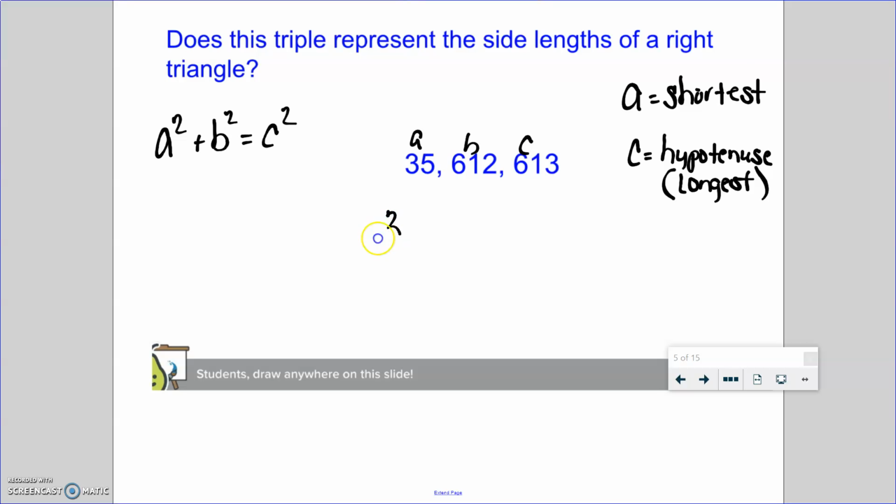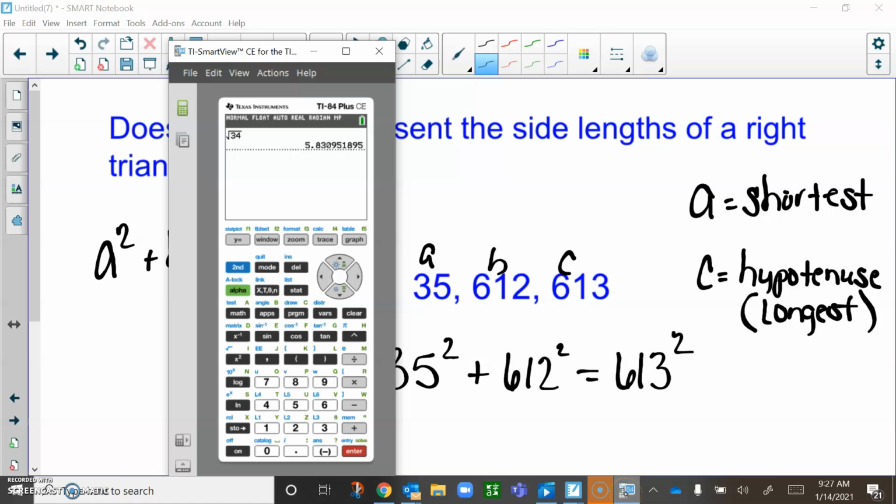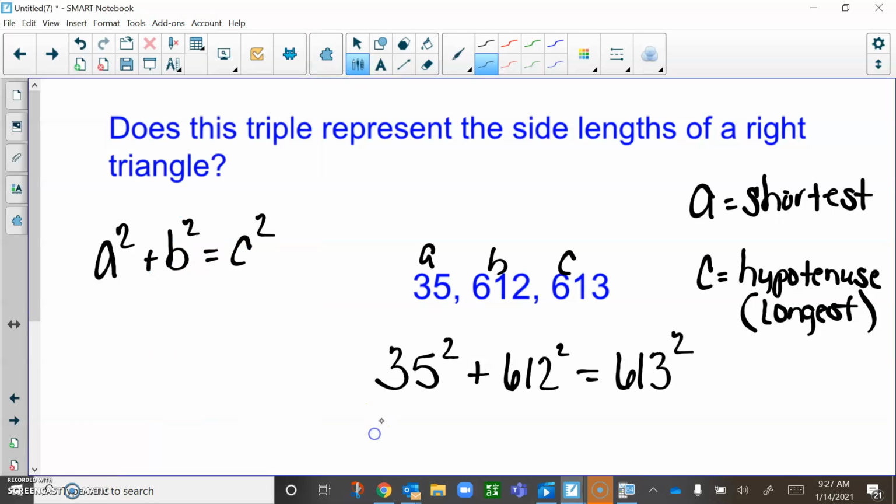So we have 35 squared plus 612 squared is equal to 613 squared. So there are two ways you can do this. I'll show you the first way. We're going to figure out what each of these numbers are. So 35 squared is equal to 1225.